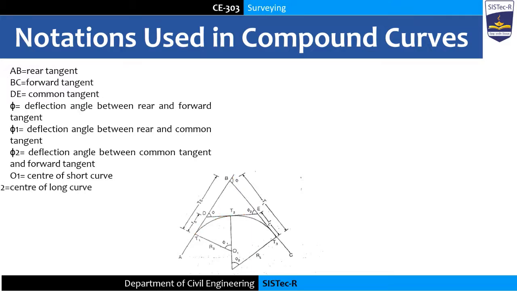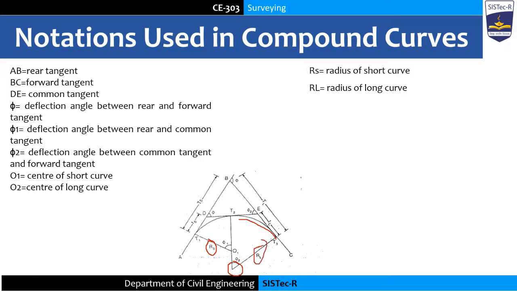After that we have O2. O2 is the center of the long curve. Similarly we have this long curve, the curve on the right hand side, this is the long curve. So the center of this is here, O2. Similarly, RS is the radius of the short curve. As I told you, on the left hand side we have the short curve. So this is RS, the radius of the short curve. Similarly we have the radius of the long curve, so this RL is the radius of the long curve.